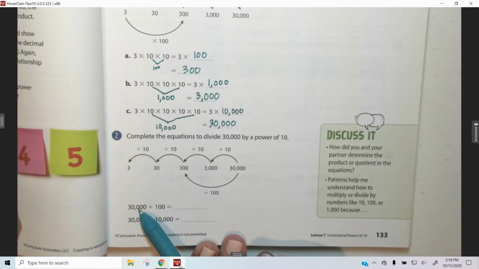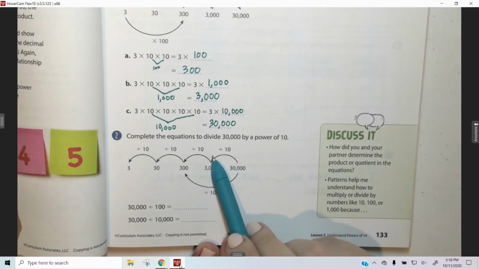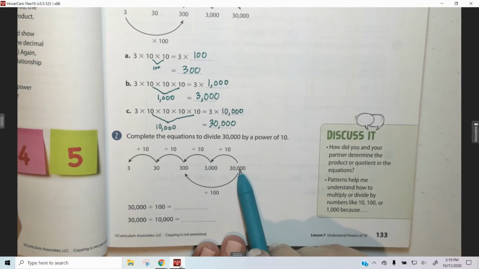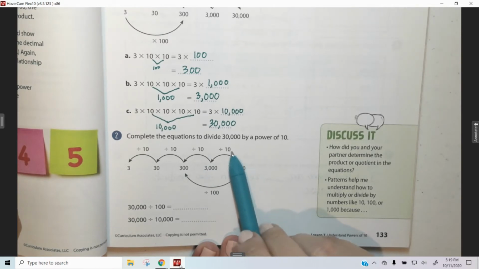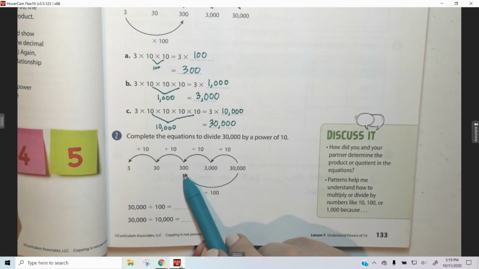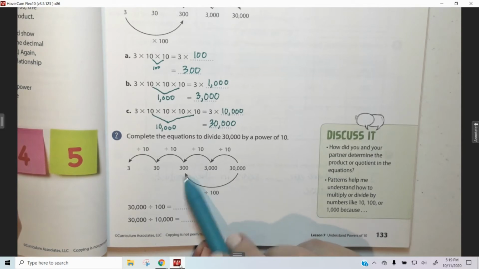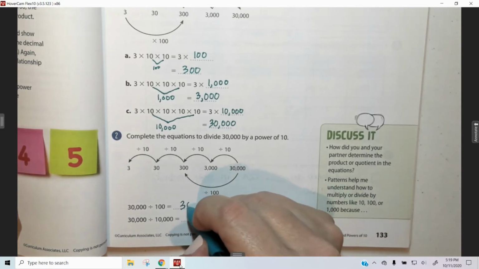But we're looking at what is 30,000 divided by 100. So we're skipping over the 10 and the 10. Remember that when we divide, every time we skip over, it's by a power of 10. So when we skip 2 places, that's the same as 100. So 30,000 divided by 100 equals 300.